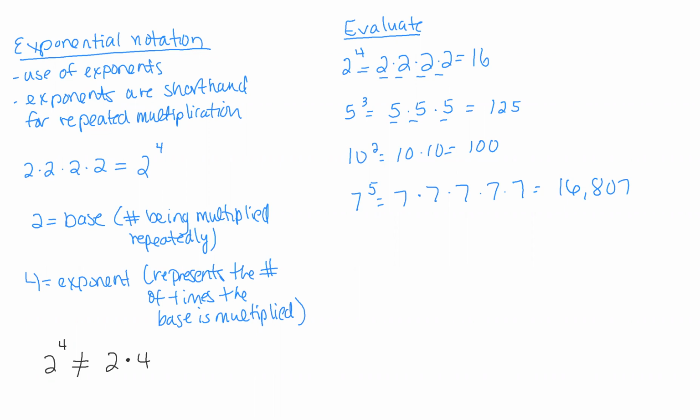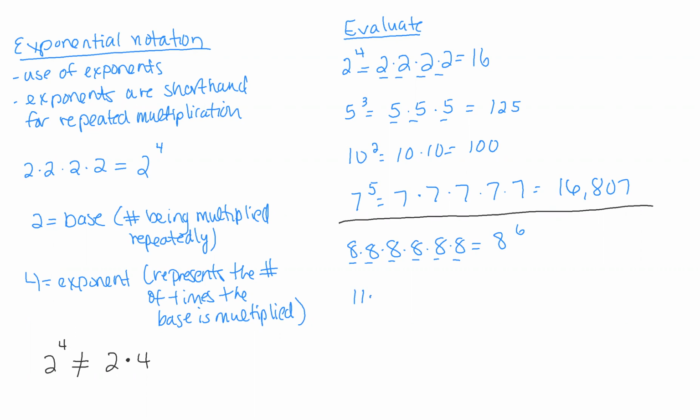Now, what if I changed it and I gave you something that was written out as repeated multiplication, but I wanted you to write it in exponential notation? So for example, let's say I have 8 times 8 times 8 times 8 times 8 times 8. Well, I can see that the base here is 8. 8 is what is being multiplied repeatedly. And then how many times did I multiply 8 by itself? Well, 1, 2, 3, 4, 5, 6. So this is 8 to the 6th power.